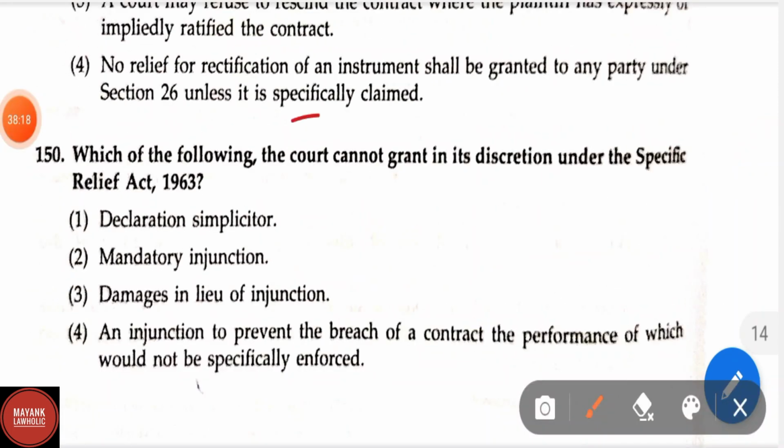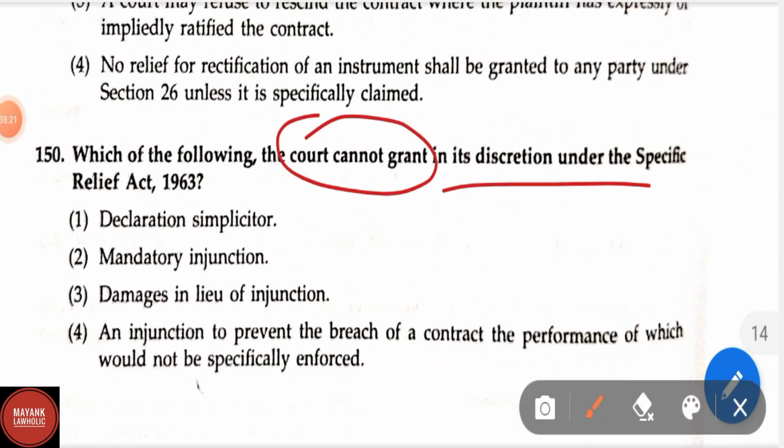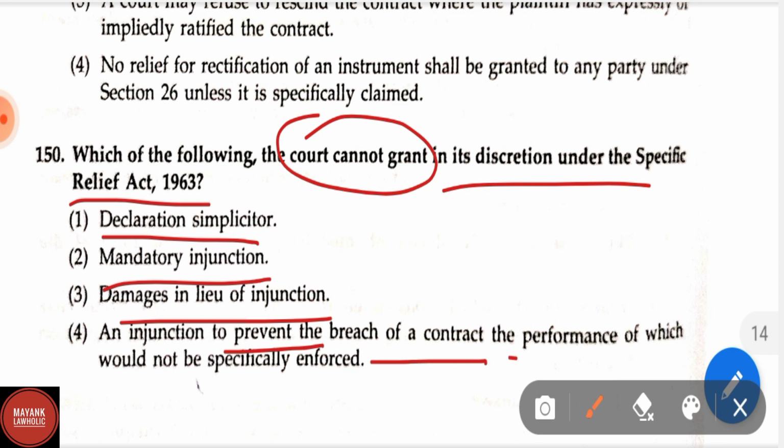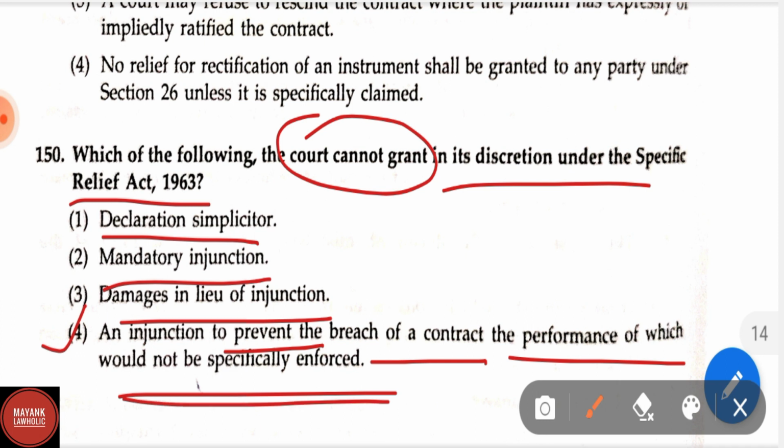Which of the following can the court not grant in its discretion under the Specific Relief Act 1963? Declaration simpliciter, mandatory injunction, damages in lieu of injunction, an injunction to prevent the breach of a contract, the performance of which would not be specifically enforced. The question is, which of the following can the court not grant in its discretion under the SRA? The correct answer is 4. Under the SRA, an injunction to prevent the breach of a contract, the performance of which would not be specifically enforced, will not be granted. So this is the correct answer.